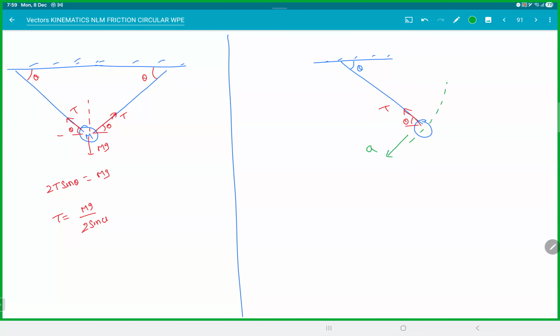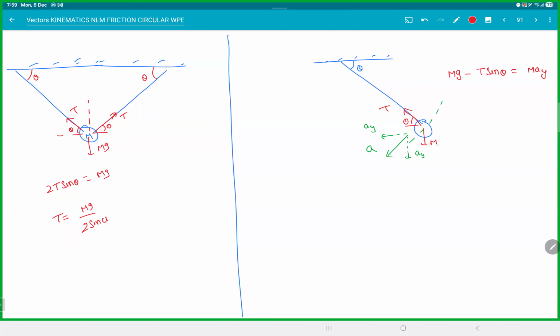Are you clear with that? There is an acceleration there. So that means there is actually a vertical component and a horizontal component of acceleration. So if you try to write that equation, the equation is actually this: mg minus T sine theta is equal to mass into a_y. So mg is not equal to T sine theta. That is a mistake that happens.